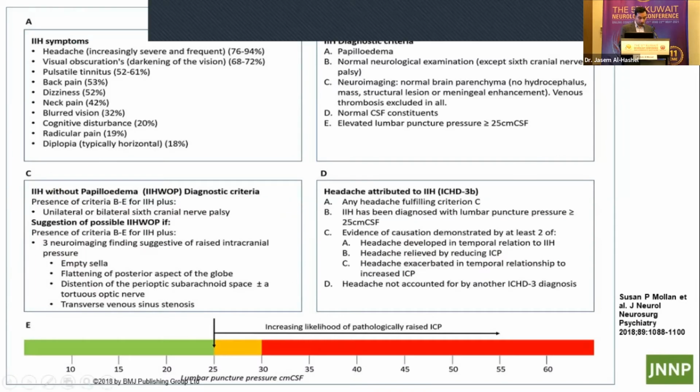So there is an entity called IIH without papilloedema. This has been added to the diagnostic criteria, from the consensus guidelines in 2018. You need to have criteria B to E with either a unilateral or bilateral sixth nerve palsy or neuroimaging findings suggestive of IIH, so at least 3 neuroimaging findings. And this at the bottom shows you the opening pressure. 25 to 30 is somewhat of a gray zone. If the patient is obese, usually we take a reading of above 30 to be significant.